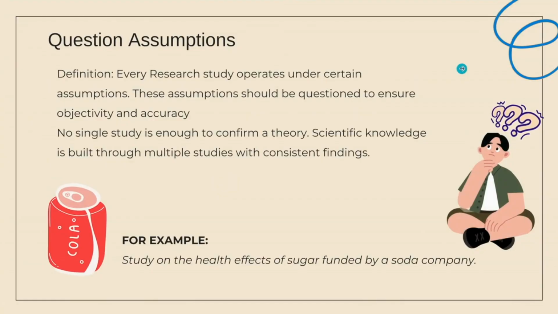Next is questioning assumptions. Every study is based on certain ideas or assumptions, and it's important to challenge them to ensure that the research is objective. Instead of simply accepting the results, we should ask questions like, why was the study done? Who funded it? And what factors could be influencing the results? For example, if a soda company funds research on sugar, there may be bias in how the results are presented.